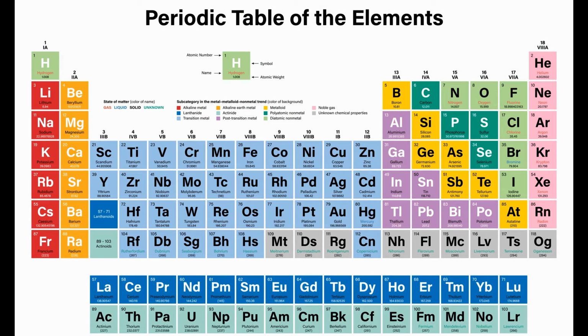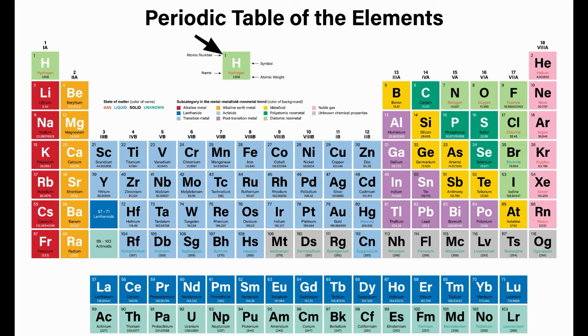Okay, so here's our familiar periodic table of the elements. These are the building blocks of the physical universe right here. Just as a reminder, the number in the top left of each of these boxes is the atomic number. That's the number of protons in the nucleus. That determines which element it is.